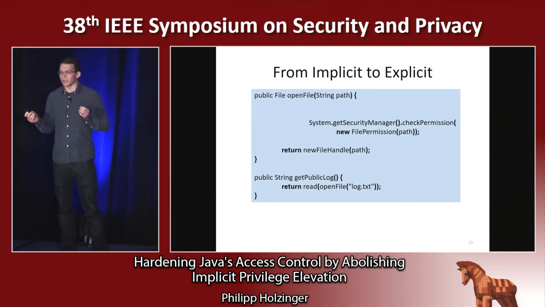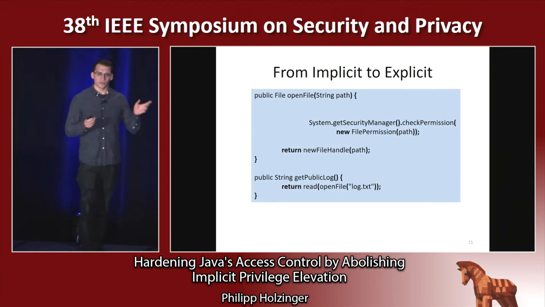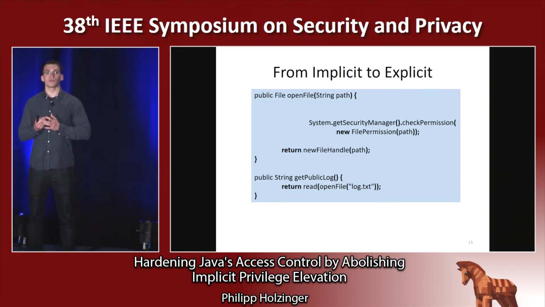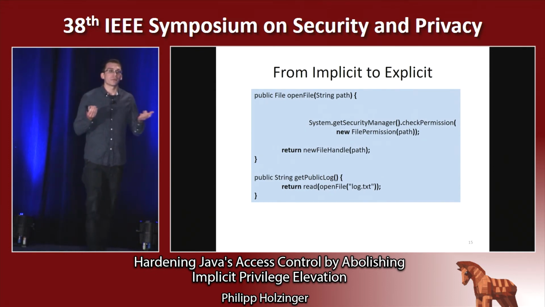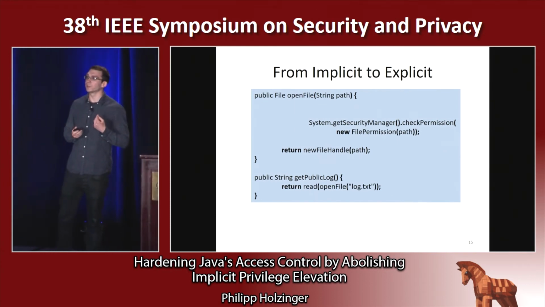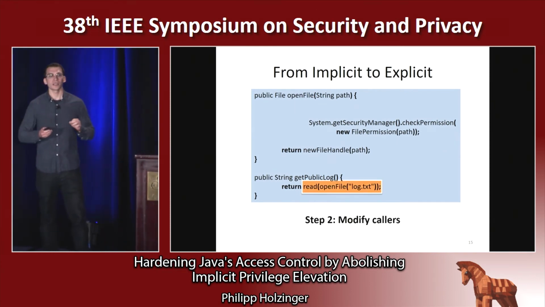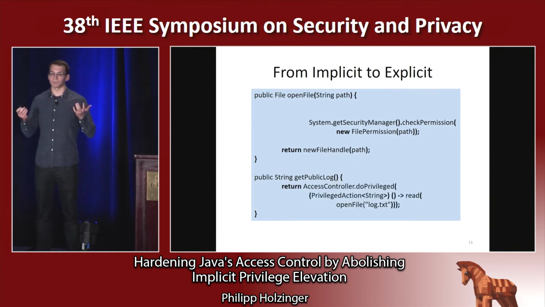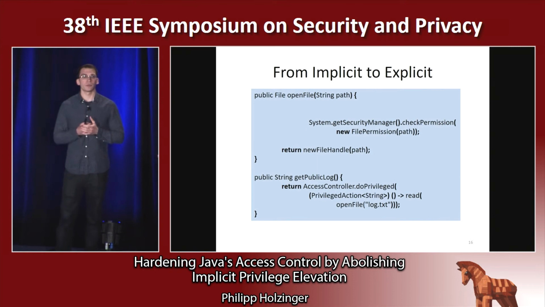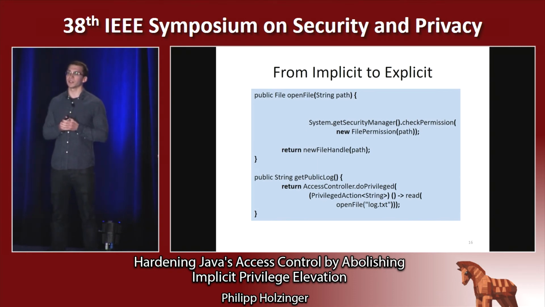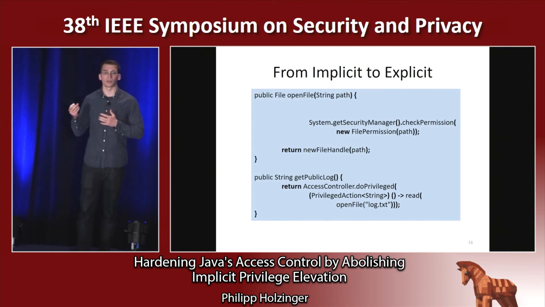Are we done yet? We are not, because as we've seen before, untrusted code before our modifications was able to call getPublicLog and then actually get the contents of log.txt. This was intended functionality before, but after our modification here, this would fail. So that would be breaking backward compatibility. So to retain backward compatibility, we need to modify our callers such that they explicitly elevate their privileges. And there is dedicated functionality in the class library to do that. Now, explicit privilege elevation doesn't suffer from the maintainability and security problems that we've seen before, so this is definitely an improvement here. And we do this to retain backward compatibility.